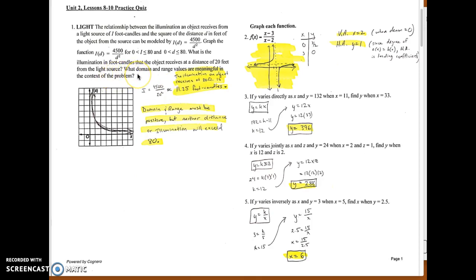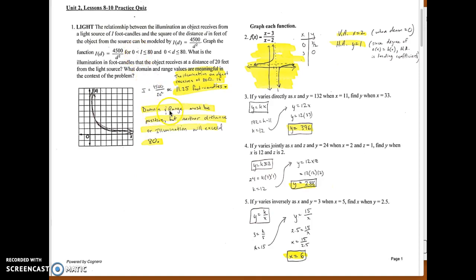The third part is, what is the domain and range? What values are meaningful in the context of this problem? Well, if they tell us this window of I being between 0 and 80 and d being between 0 and 80, well, d is the domain. It's your x variable. When you plug a distance in, you get an I amount, you get an illumination. So I is the y value.